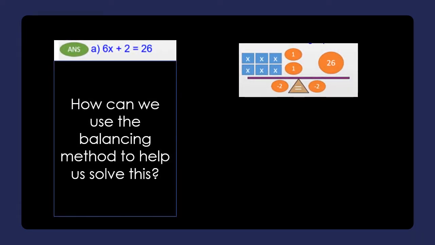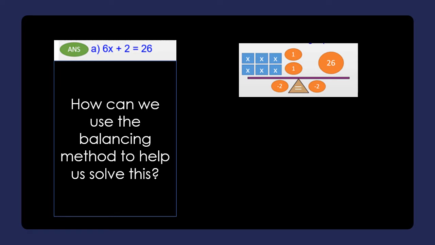Using that same method, we're going to have a go at solving this equation. 6x plus 2 equals 26. So remember, whatever we do to one side, we must do to the other. If we're going to start with 26, instead of adding 2, we subtract 2 from both sides. So have a look at the picture of the balancing scale on the right hand side of the screen.